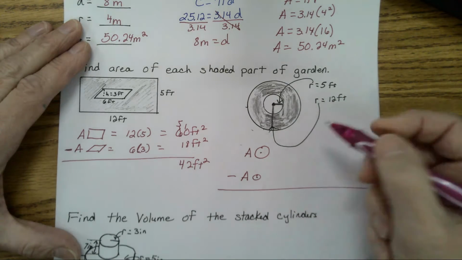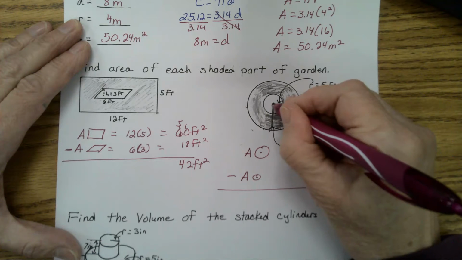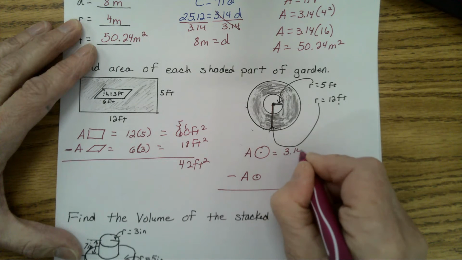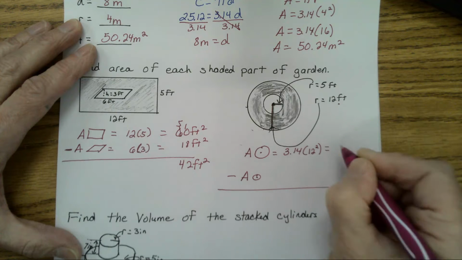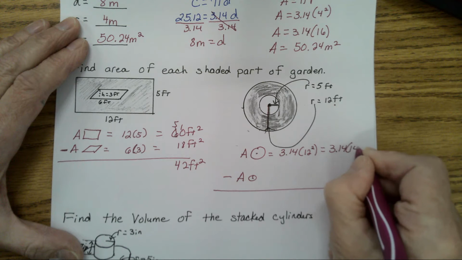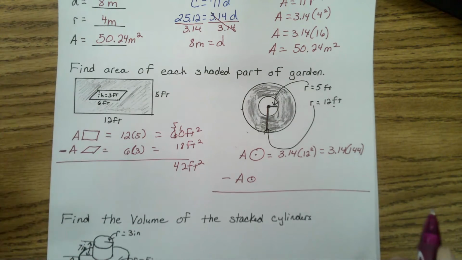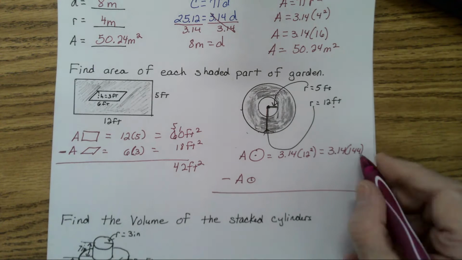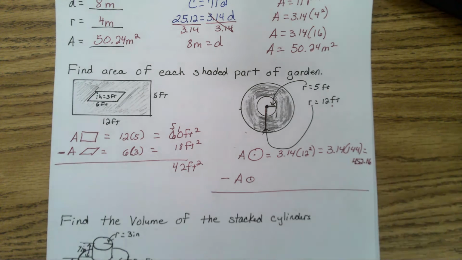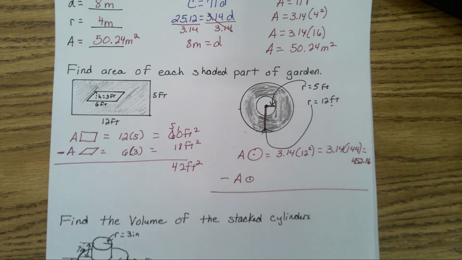So the big circle, my radius from here to here is 12 feet. So it's going to be 3.14 times 12 squared. 12 times 12 is 144. So you should have 3.14 times 144. And with that, you will get 452.16. Now we have to find the area of the little circle.